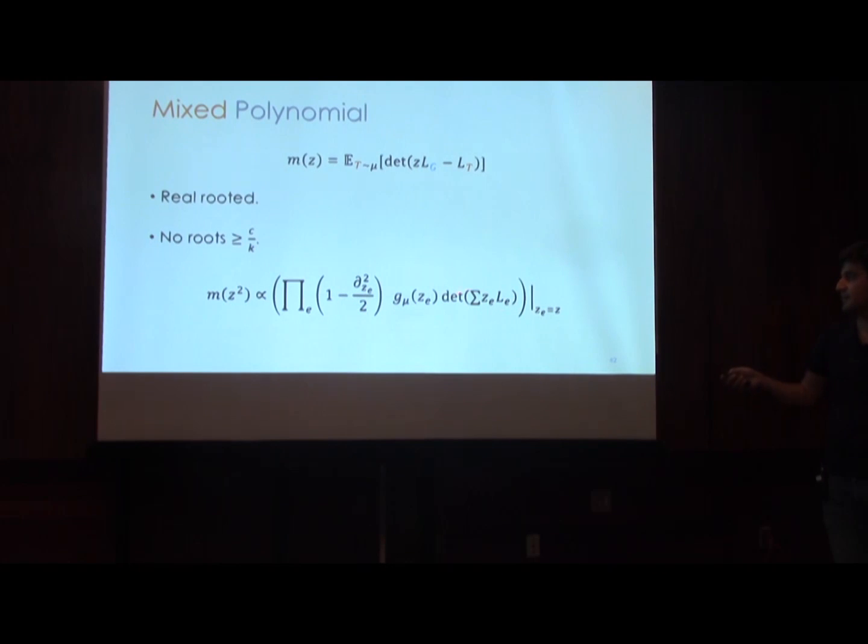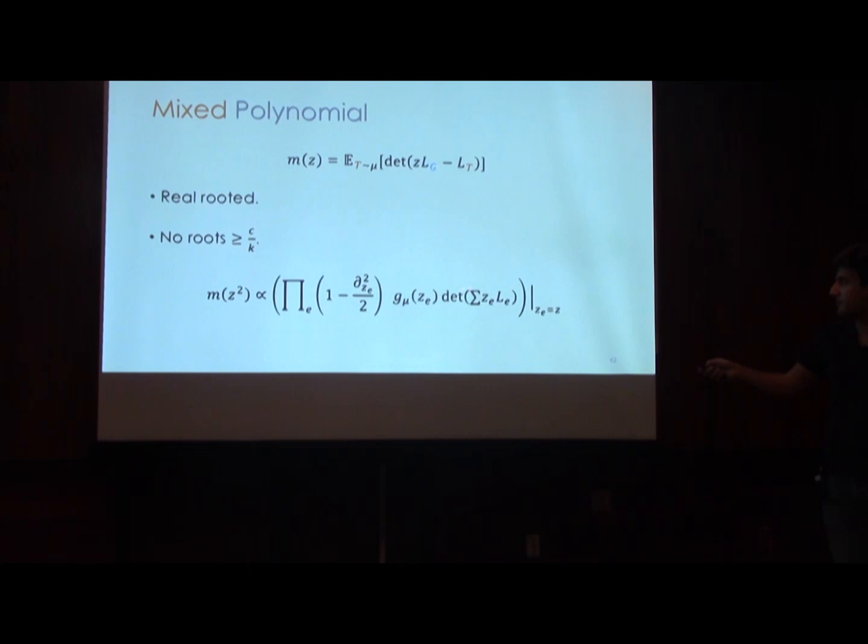This is the determinant of the sum of the z ELEs. You can also look at this determinant as a generating polynomial of spanning tree distributions, but this spanning tree distribution is not the same as this spanning tree distribution. This spanning tree distribution picks basically any tree in the graph with positive probability, but your mu, the mu here, won't pick edges that have high effective resistances.